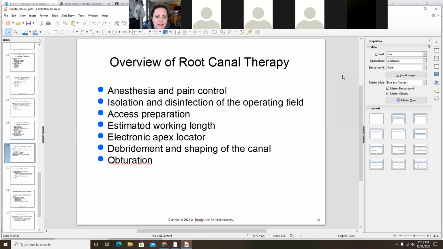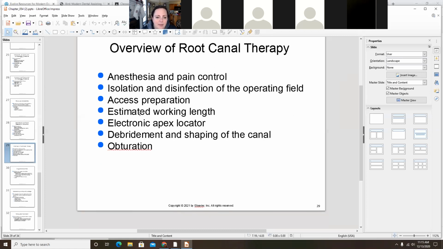Access preparation is easier, estimating working length. We use an electronic apex locator, which I said locates the apex of the tooth electronically. Debridement and shaping of the canal. Debridement means cleaning, heavy cleaning and shaping of the canal. And then obturation is the filling.